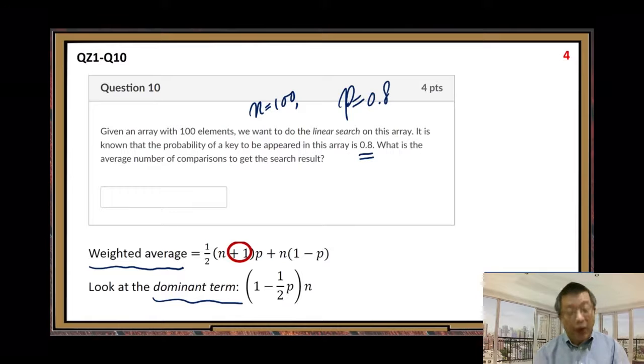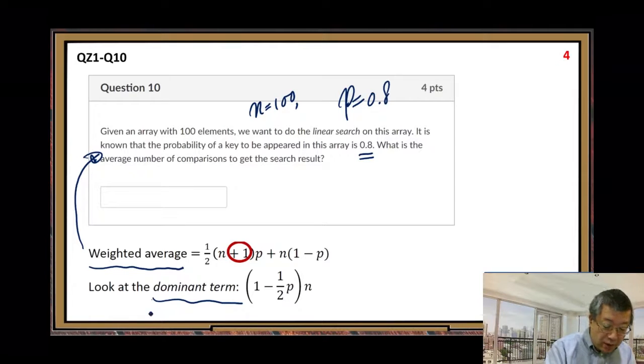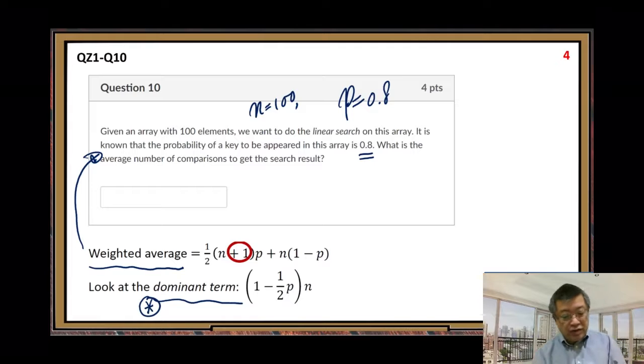First one, weighted average. Does this weighted average correspond to the one in the question? The average number? Yeah, that's weighted average. But the second one, the dominant term. I notice some students may use the dominant term formula. But here I do not mention the dominant term, right? So you need to think about the small difference. There is a small difference there.